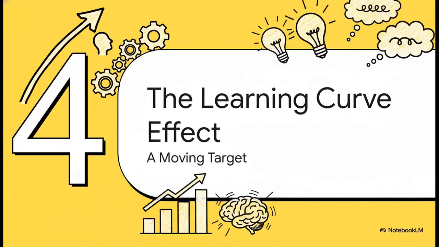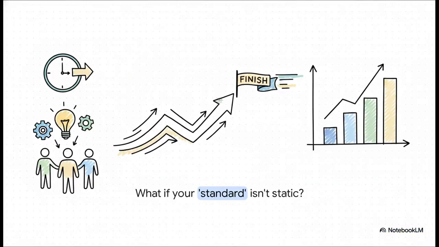Okay, our investigation takes one final fascinating turn. We've looked at markets, we've looked at activities, but now we have to consider the human element. The simple fact that people learn, and they get better at their jobs over time. Think about it. We often set our standards, how long a task should take, at the very beginning of a period, and then we just forget about them. But what happens when your team gets better, smarter, and faster with practice? Well, that standard you set is now a moving target.